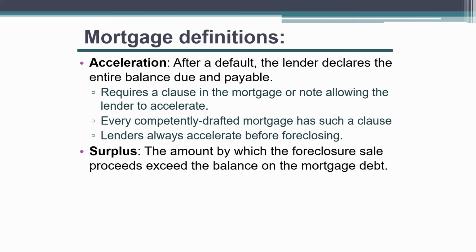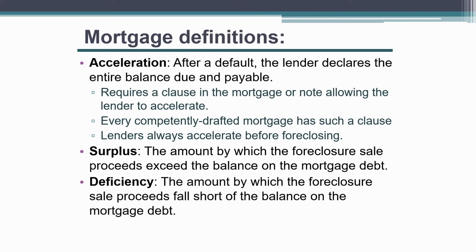Surplus is the amount by which the foreclosure sale proceeds exceed the balance on the mortgage debt. In other words, we got more money out of the sale than we need to pay off the loan. A deficiency is just the opposite. It's the amount by which the foreclosure sale proceeds fall short of the balance that's owing on the mortgage debt.